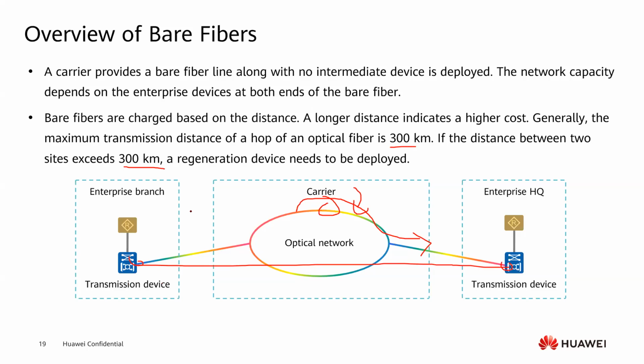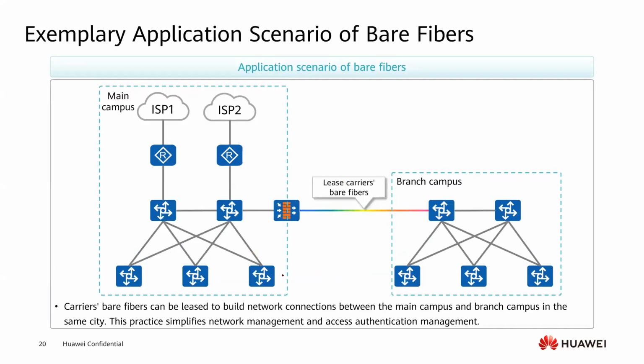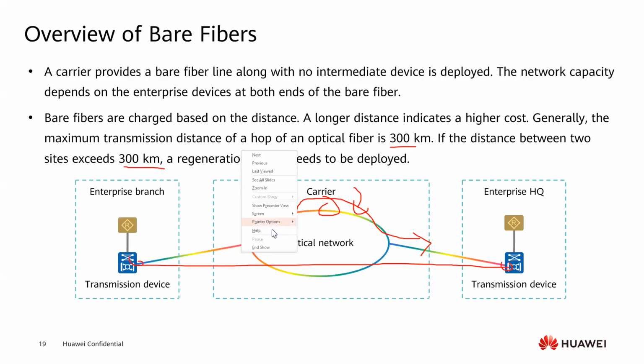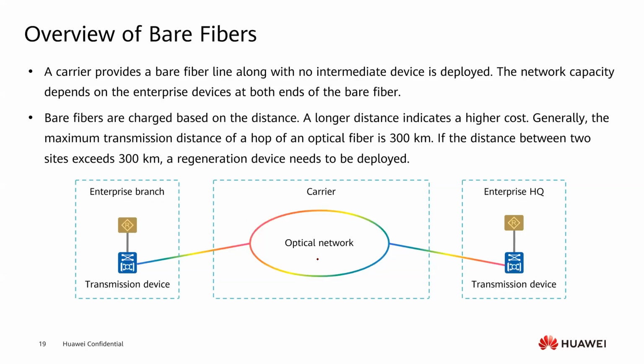So for the bifiber, most of the time you will use it inside the city, because the bifiber is very expensive. But inside the city, since the distance is not so long, the prices will be okay. Another thing for the bifiber is that it does not have a concept of renting bandwidth. You do not rent a bandwidth, because the speed is totally controlled by the enterprises.